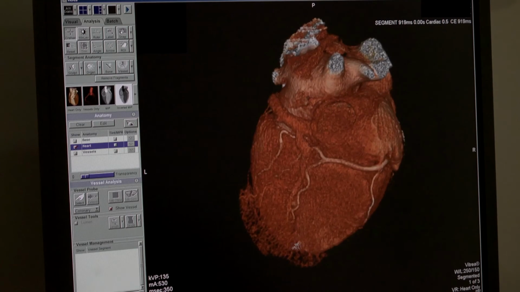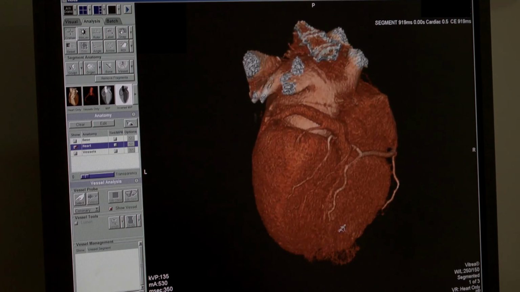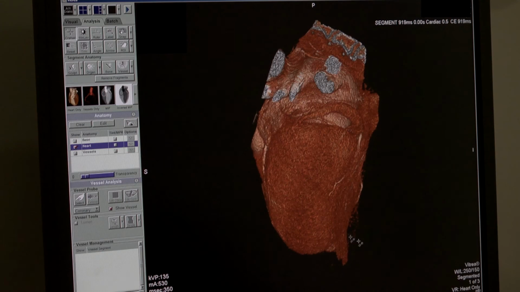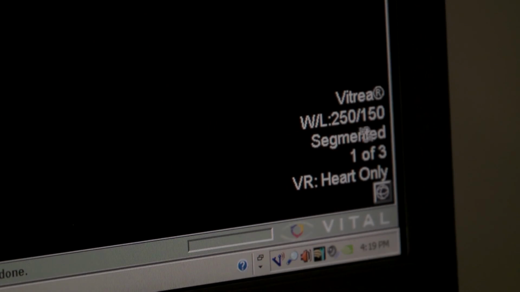This is a 3D image of a heart during a CT angiography. As you can see, the windowing parameters here are set differently than for the previous head scan.